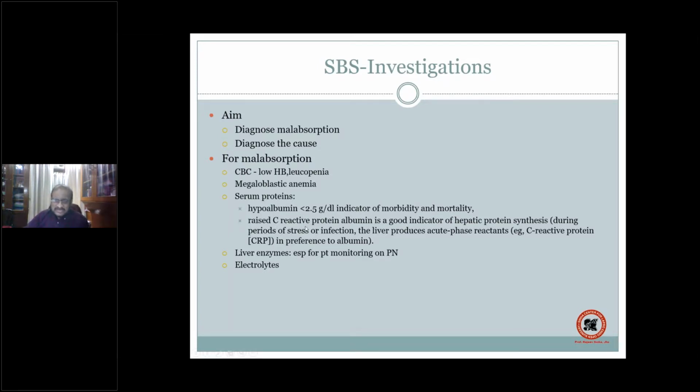You'll also have a raised C-reactive protein. Now, this is a good indicator of any acute phase. It is an acute phase reactant, and in the acute phase, the liver produces acute phase reactants in preference to albumin. So you'll find a raised CRP and a low albumin level, which together are indicative of poor morbidity and mortality figures. Liver enzymes, especially for patients being monitored on parenteral nutrition, have to be monitored, and of course the electrolyte levels.